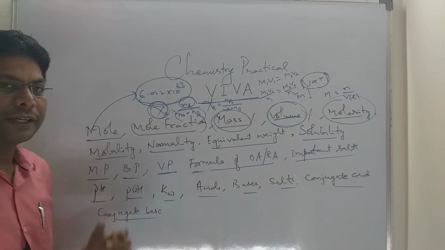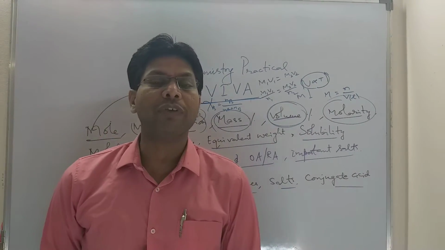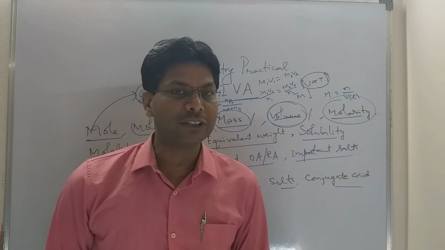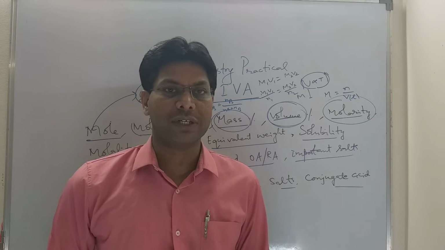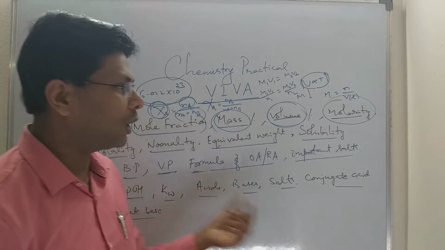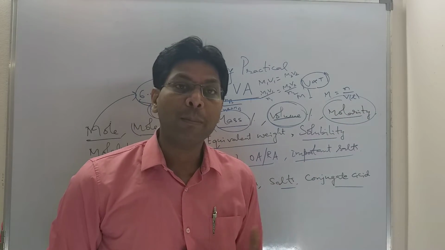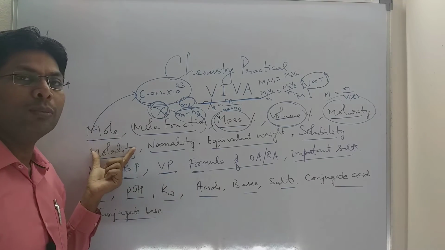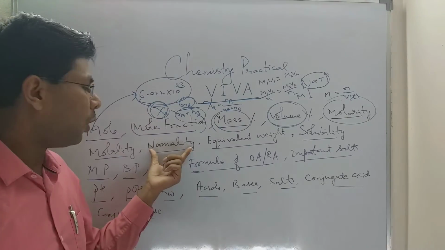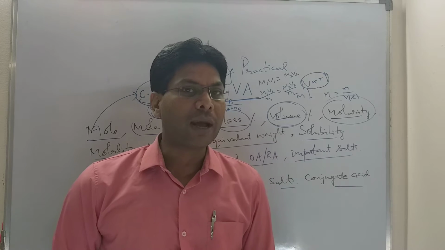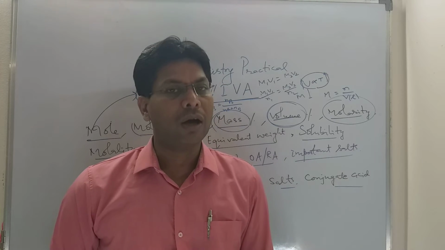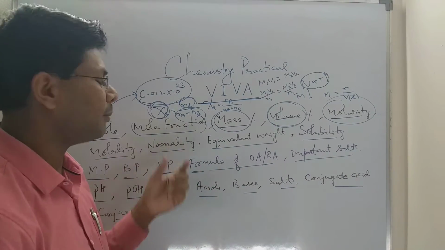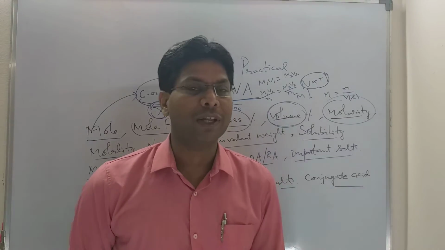Now coming to molality. Molality is the number of moles of solute dissolved in 1 kg of solvent. It is a temperature independent concentration unit. So its unit is molal, whereas the unit of molarity is molar. So 1 molar is 1 mole per liter, whereas 1 molal is 1 mole per kg. Normality is defined as the number of gram equivalents of solute per liter of solution. The unit of normality is normal.